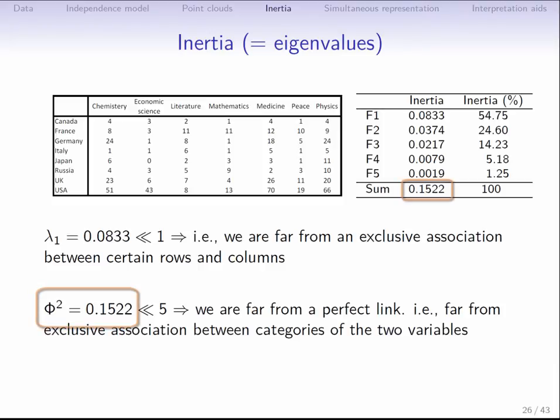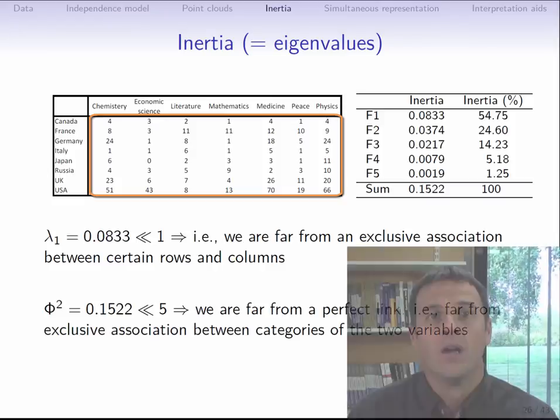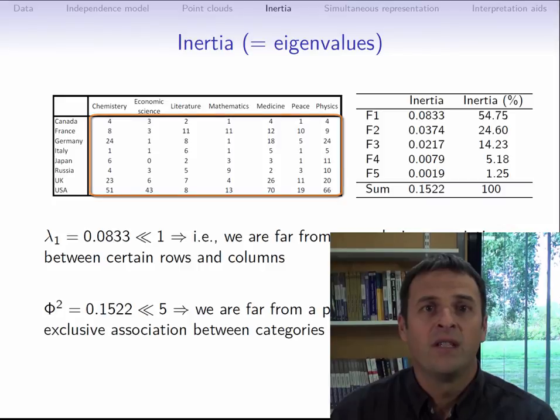If we now look at the sum of the inertias, and knowing that in correspondence analysis this sum is phi squared, it can have at most a value of 5 if each of the inertias equals 1. We are very far from this case. Looking at the table again, we are clearly extremely far from having exclusive links between the categories of the two variables. We have seen that inertias have a specific meaning in correspondence analysis and should be analyzed before interpreting.